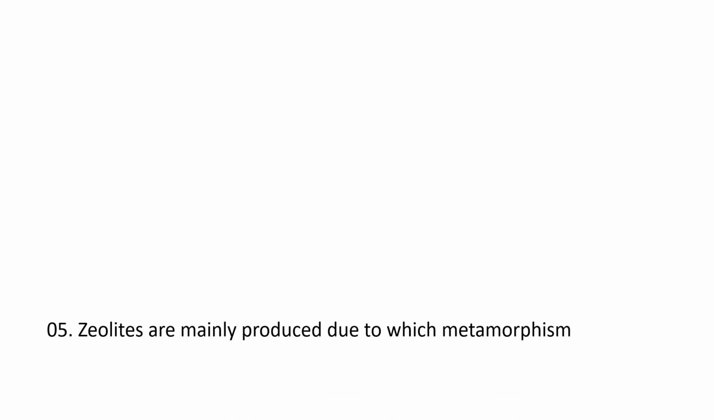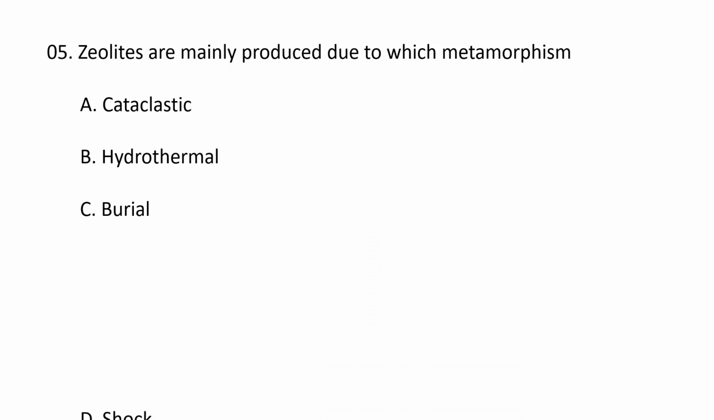Next question. Zeolites are mainly produced due to which metamorphism? A. Cataclastic, B. Hydrothermal, C. Burial and D. Shock. Zeolites are mainly formed due to burial metamorphism. Burial metamorphism is a process that can occur when sedimentary or volcanic rocks are buried hundreds of meters deep, causing the temperatures to rise above 300 degrees centigrade. And this process can lead to the growth of new minerals including zeolites, but the rocks may not appear to be metamorphosed, and this is known as the zeolitic phase of burial metamorphism. C is the correct option.